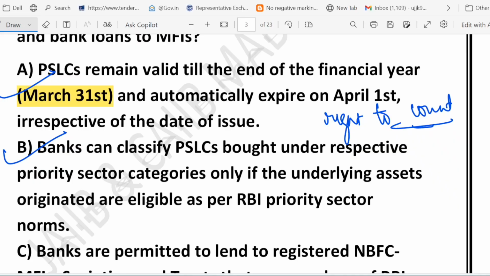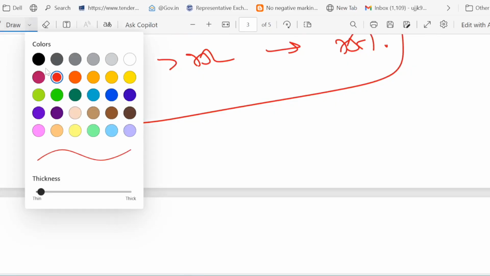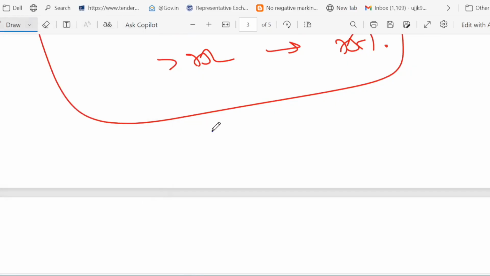Let me give you one example to make it more clear. Let's suppose that a PSLC is issued against a car loan, suppose again a car loan, we have issued a PSLC certificate for a luxury car.